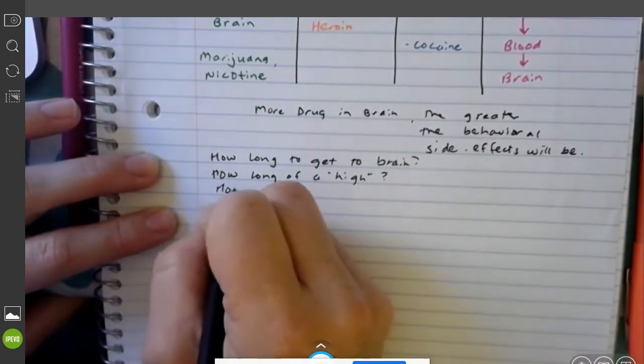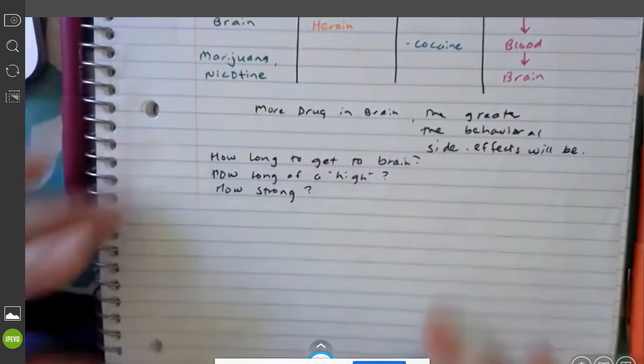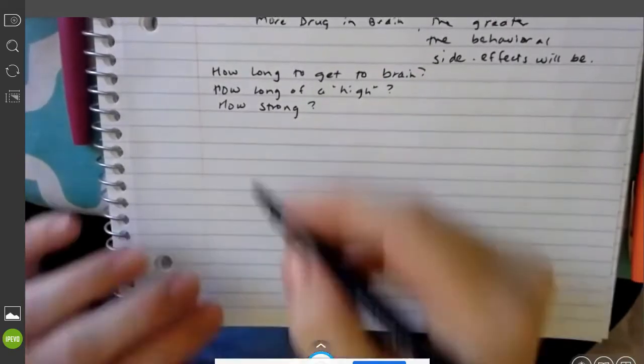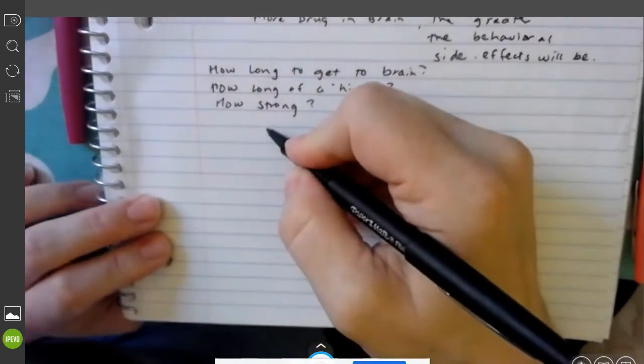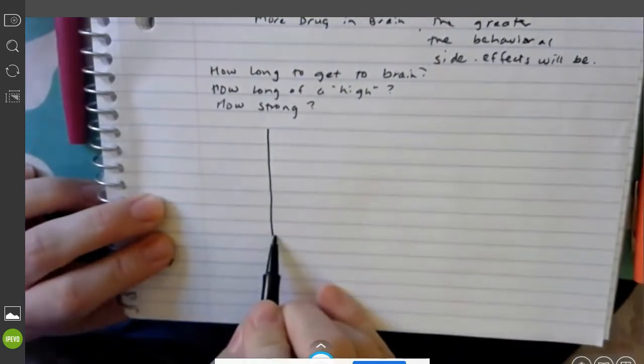And then how strong of the high. All right, so we're going to make this in line graph form, but it will be actually more curved line, so don't get out a ruler. Let's go ahead and make a graph like this.